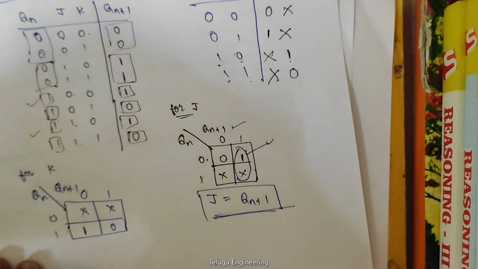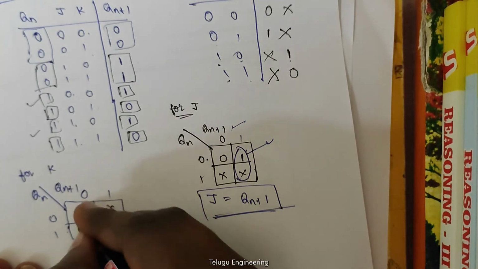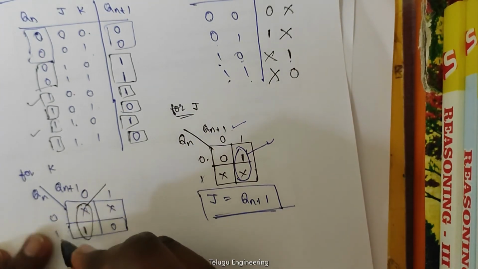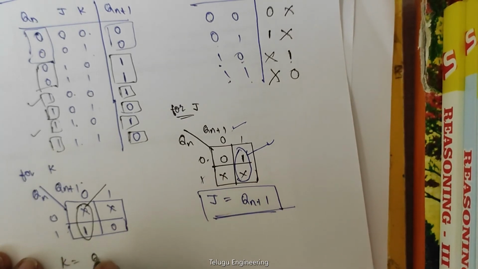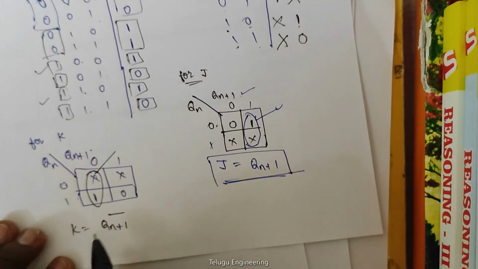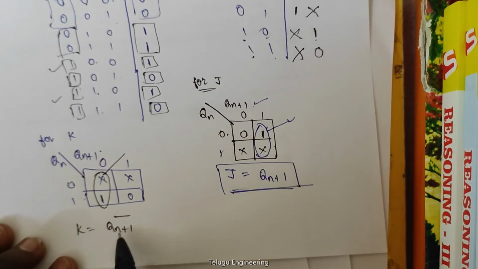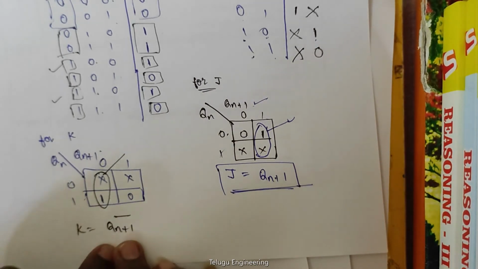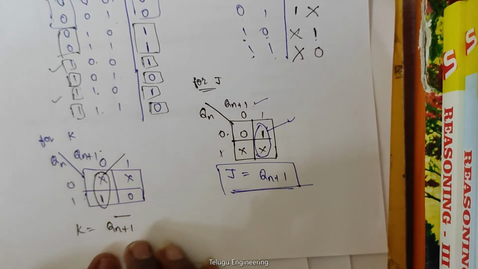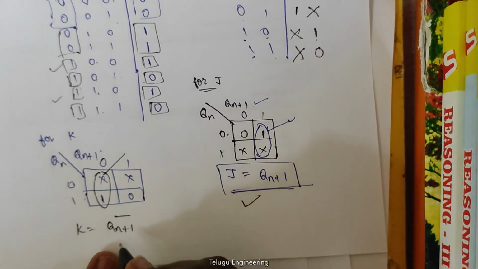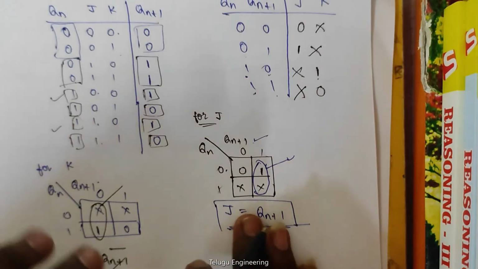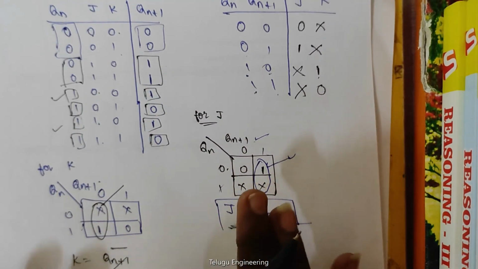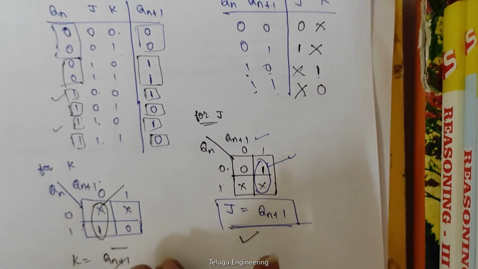So how does its output come? We take these two. Since this one changes, only this terminal will be considered. So K will be the complement of your next state, that is K is equal to Qn plus 1 bar. Basically the complement of your next state. So this is how we find the K value as well as your J value. This is how the basic comparison of your J and K values is found out.